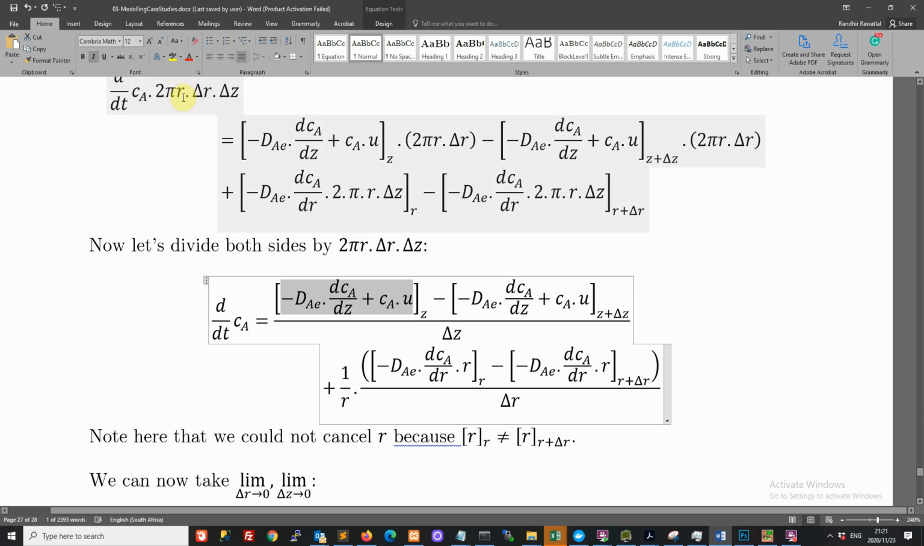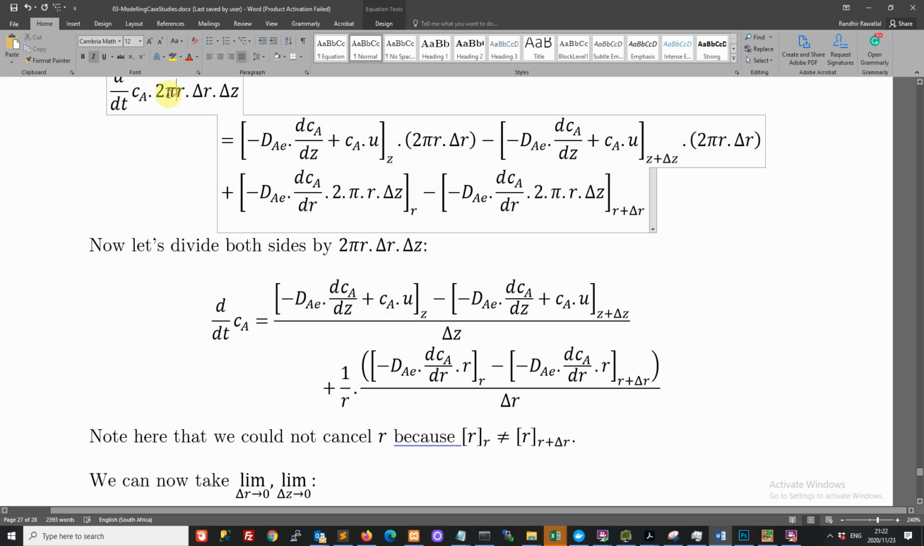This r is evaluated at r, whereas this r is evaluated at r plus delta r. So we can't cancel the r here, so we won't try to. Anyway, we can go and divide by 2 pi delta z at least, right?